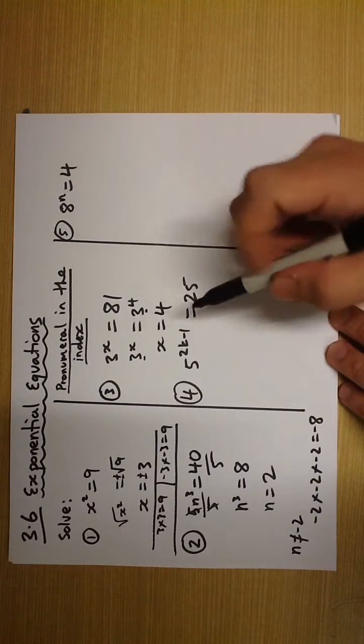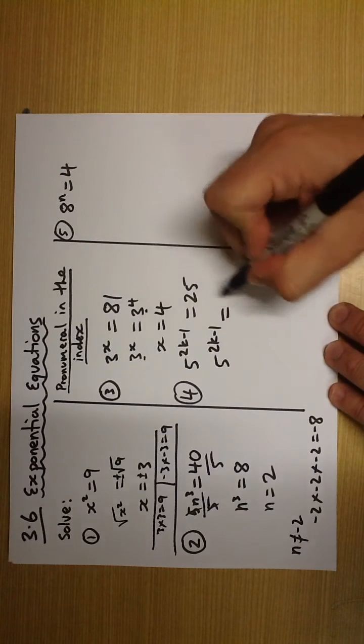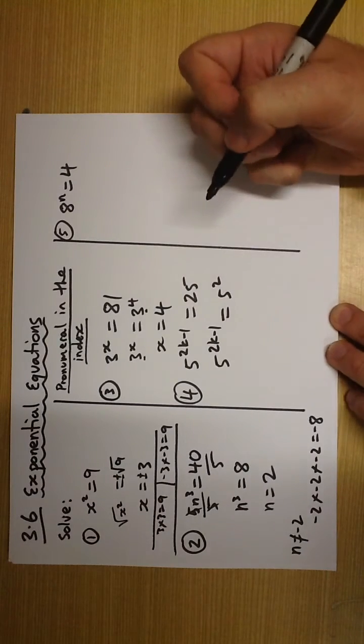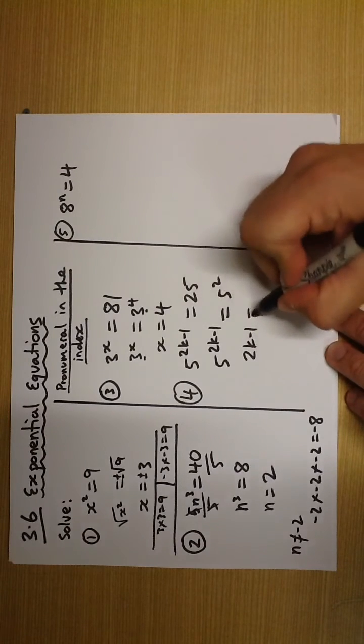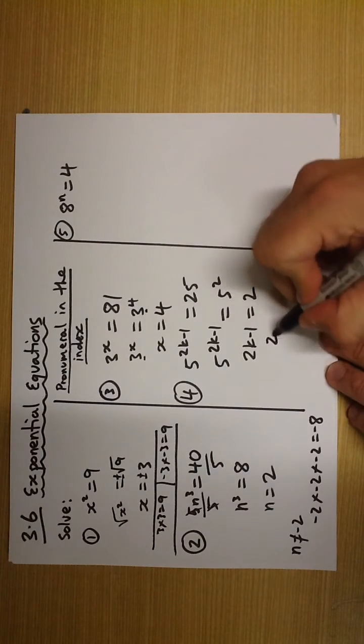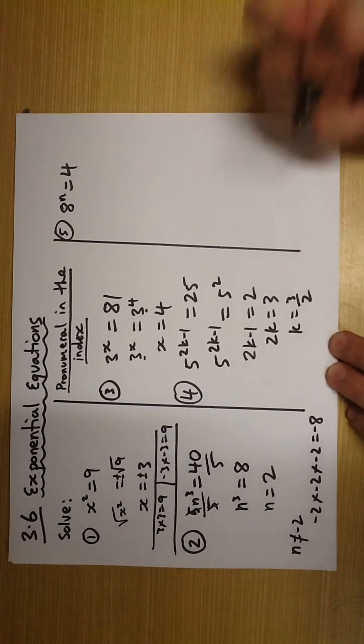Okay, let's have a look at the next one. 5 to the power of 2k minus 1 equals 5 squared. Okay, so now we can equate the indices. So 2k minus 1 equals 2. So 2k equals 3. So k equals 3 on 2.